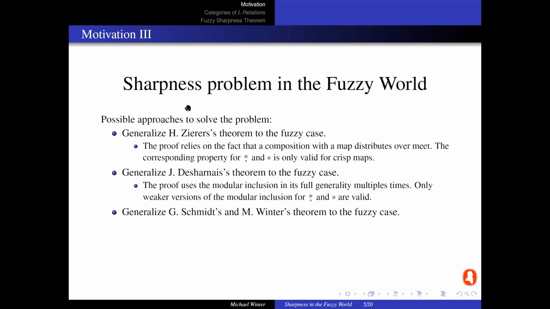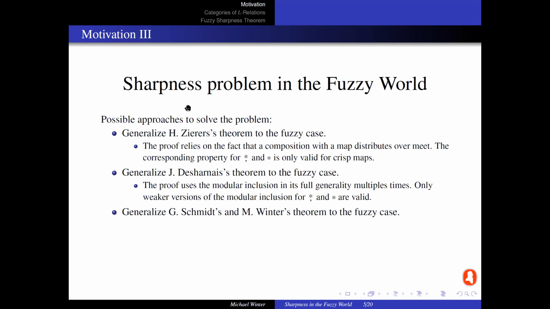we are using the modular inclusion for composition and meet, and the general modular inclusion is simply also not valid for the star-based composition and star. You will see later on there are some weaker versions available, but not the full version. So this was also not possible.